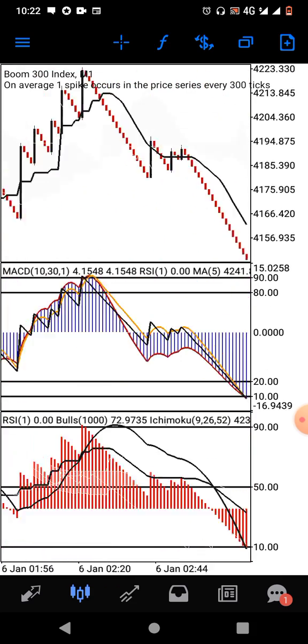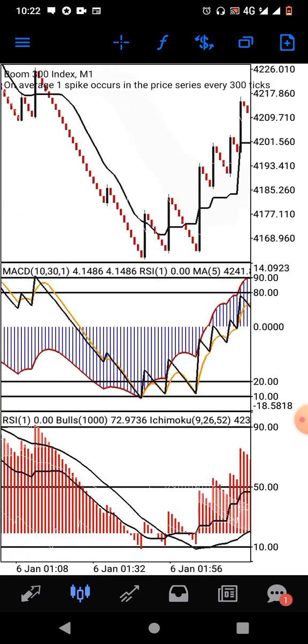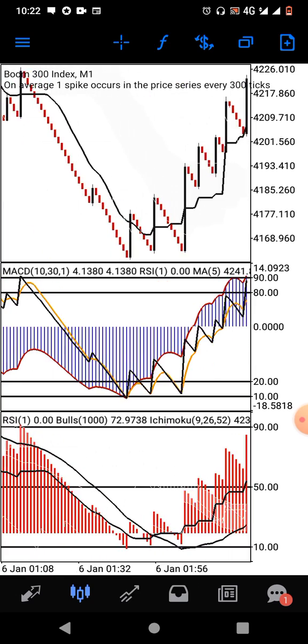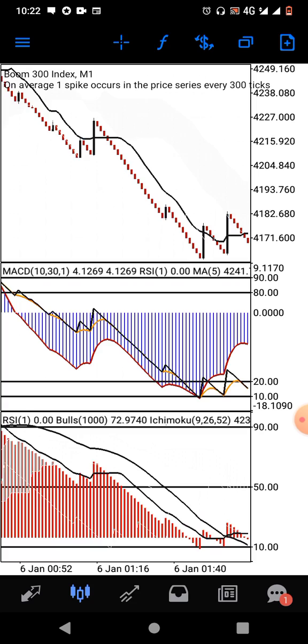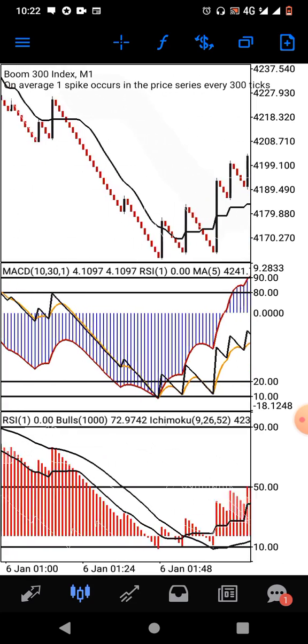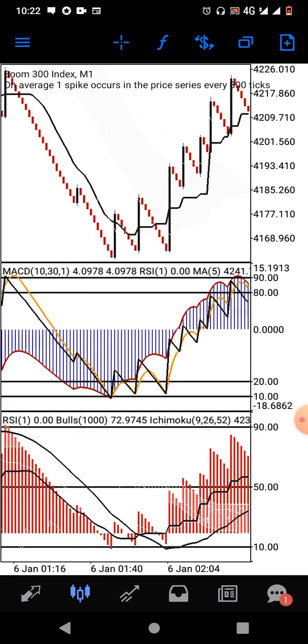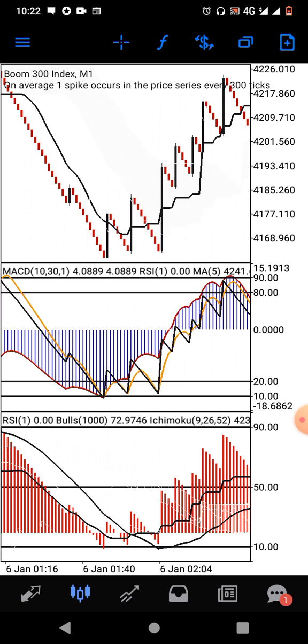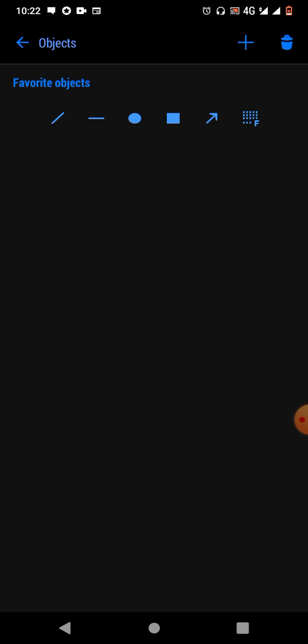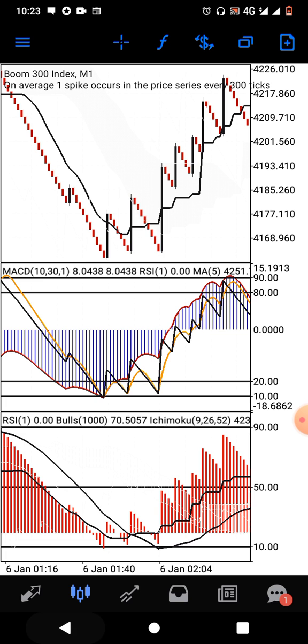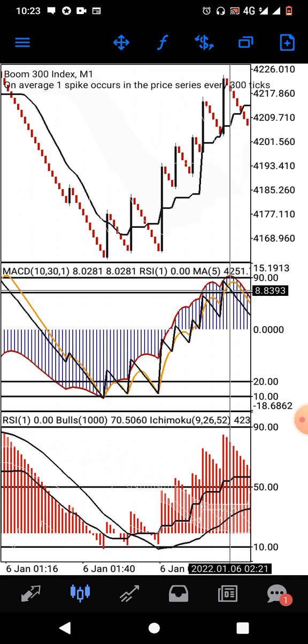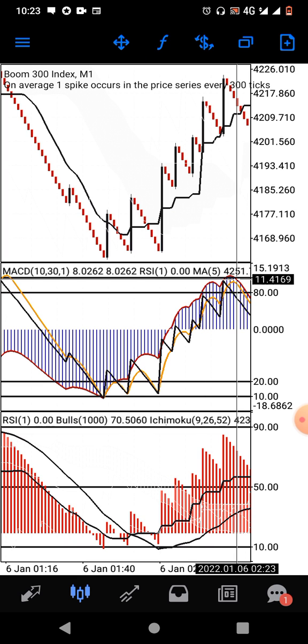All right, now let's look at another one. Let's assume the market kept pushing from here, pushing and pushing, and then we got to our sell zone, as you can see it here.